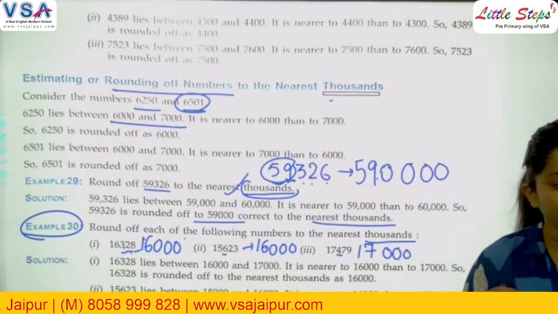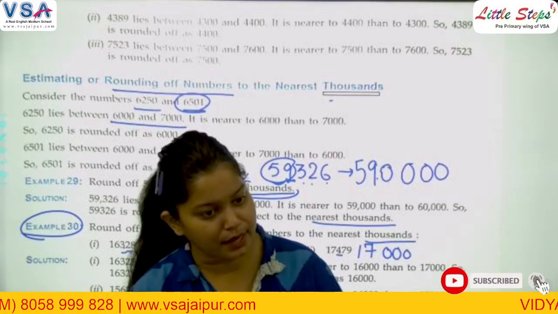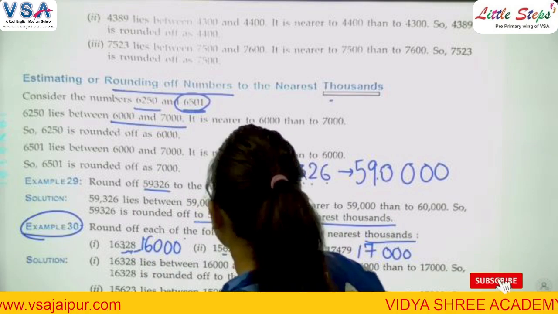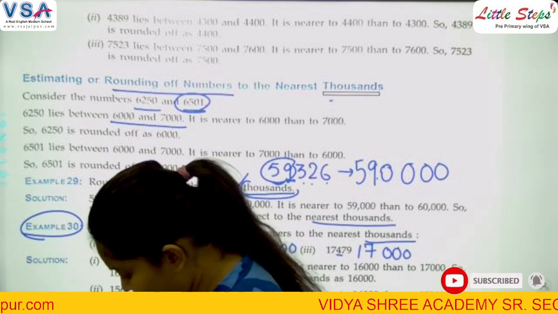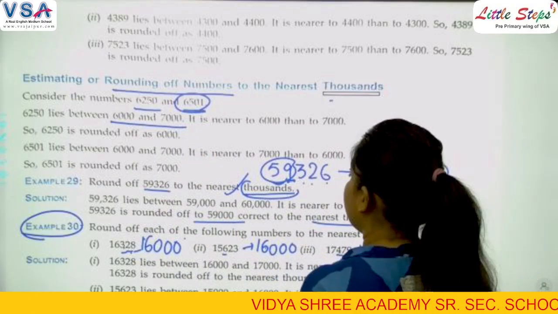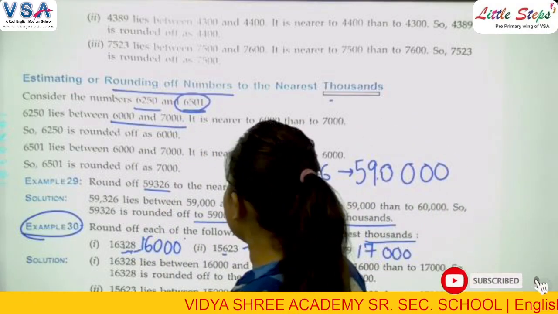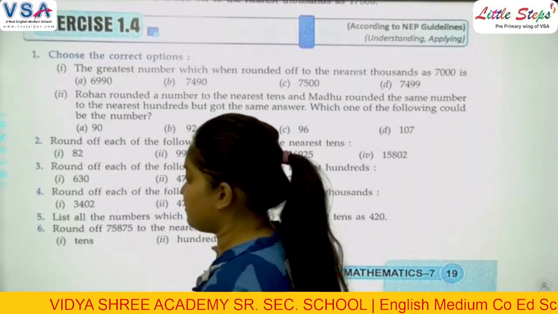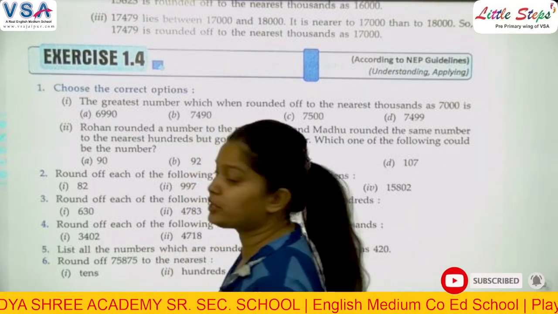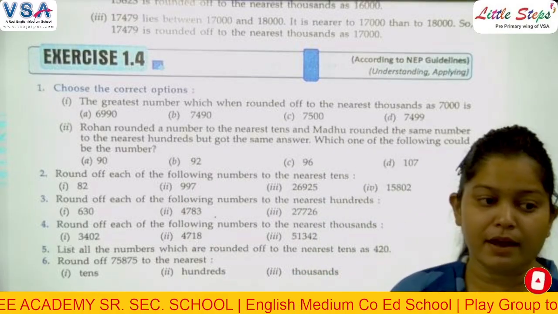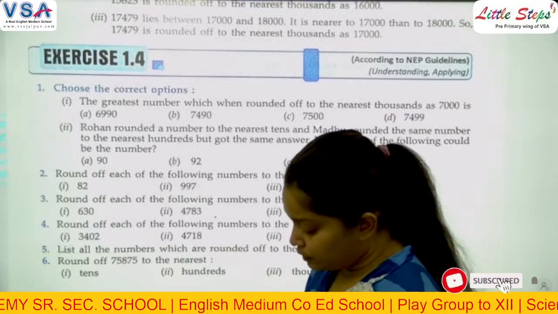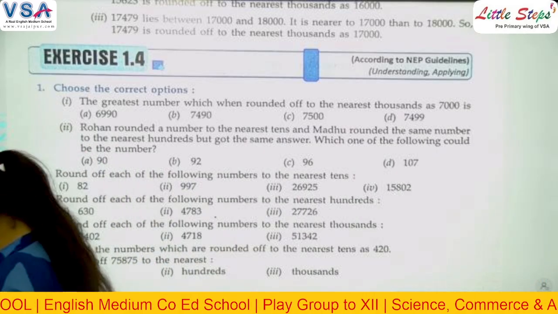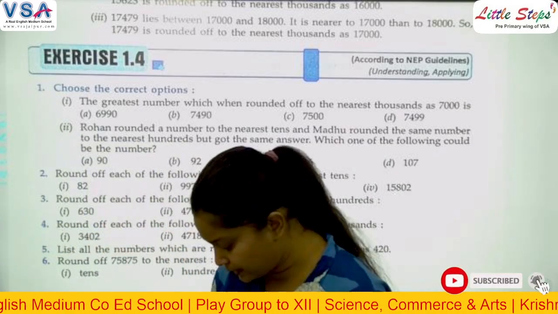We are learning rounding of numbers to the nearest tens, 100, 1000. Clear? Let's move on to the next example. Okay, this is the last example. We will start doing exercise 1.4. Let's look at exercise 1.4. You have to write down each question. So this exercise is all about rounding of numbers. How will we do that? We have already discussed that in today's class.